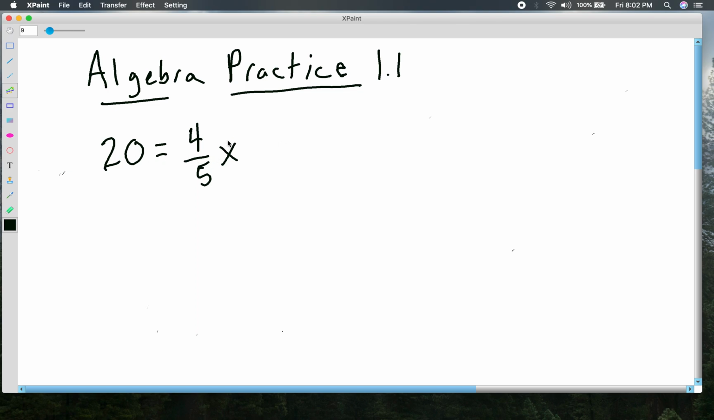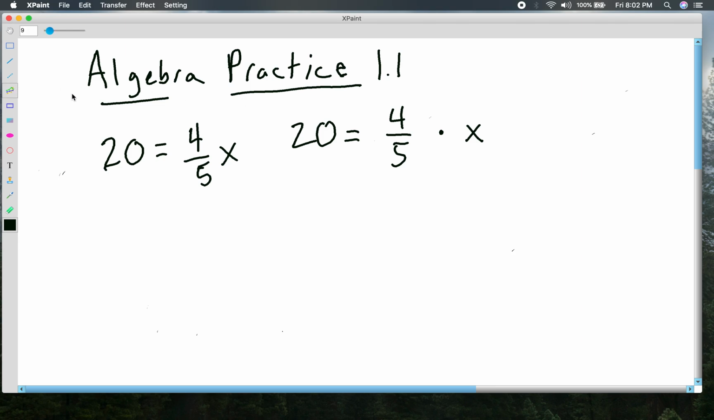Well, we have to isolate x, and we know that this is the same as saying 20 equals 4/5 times x. Oftentimes you might see it written like this: 20 equals 4x over 5. Same thing. Don't get scared. It's okay. I like to always put it in the way that makes sense to me. 20 equals 4/5 times x.